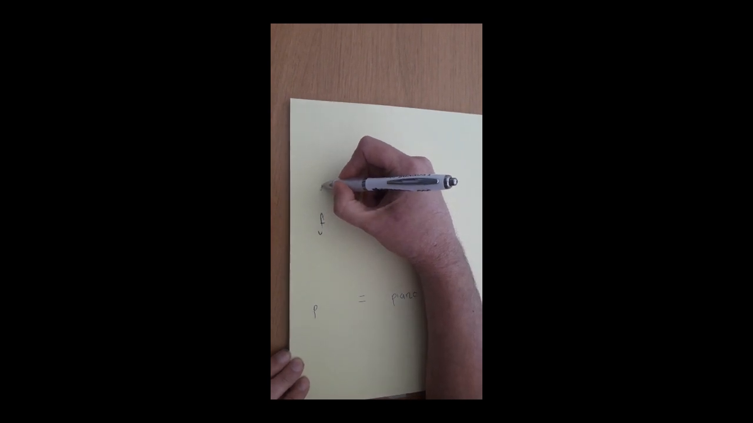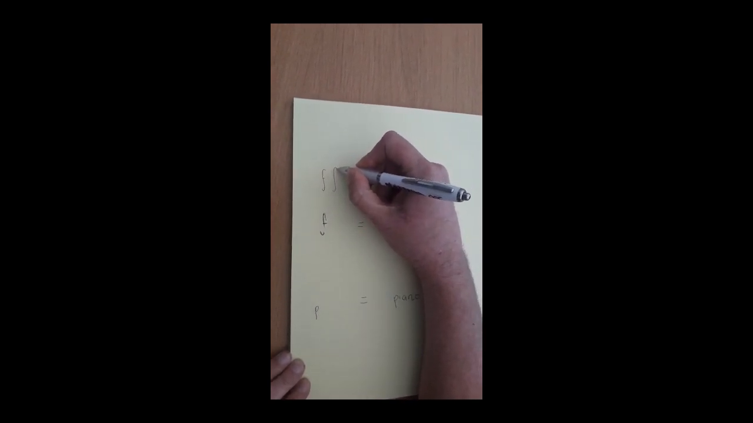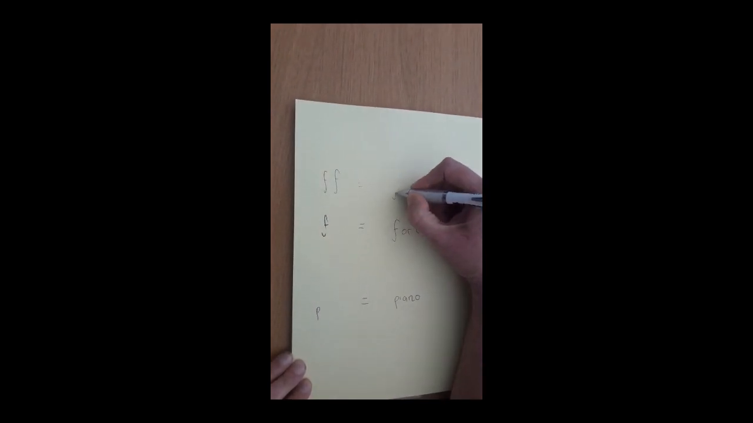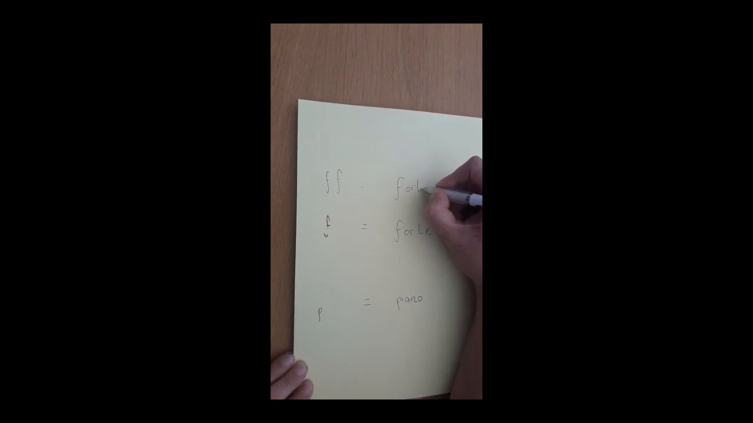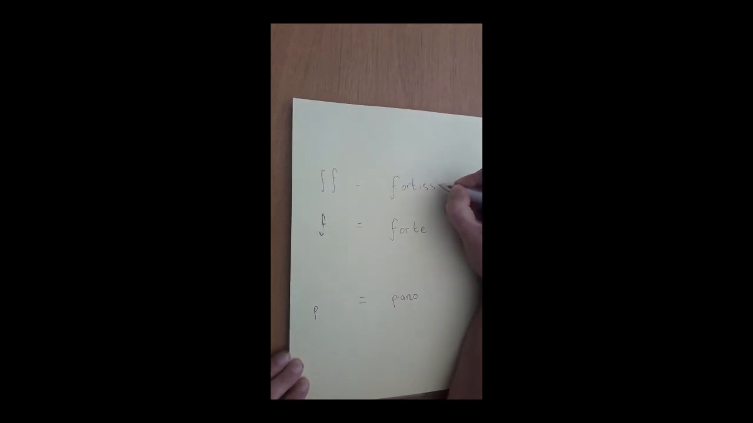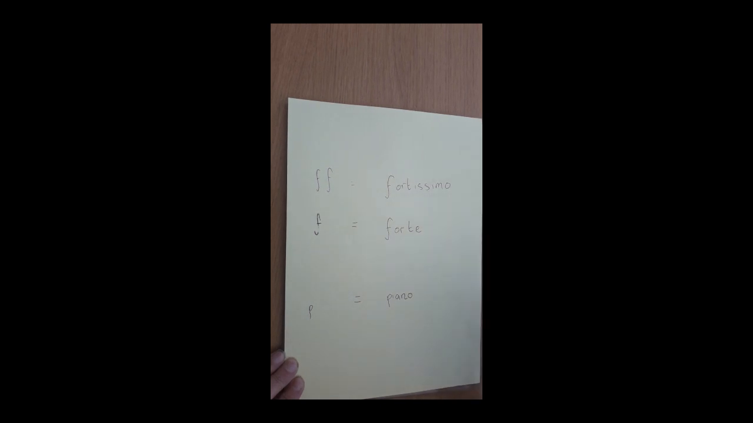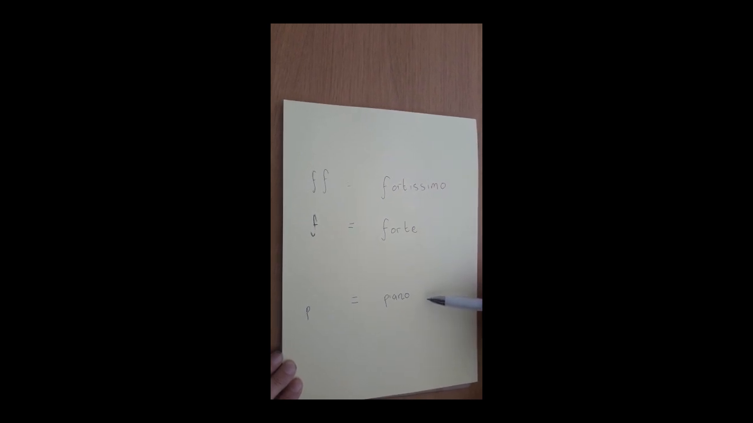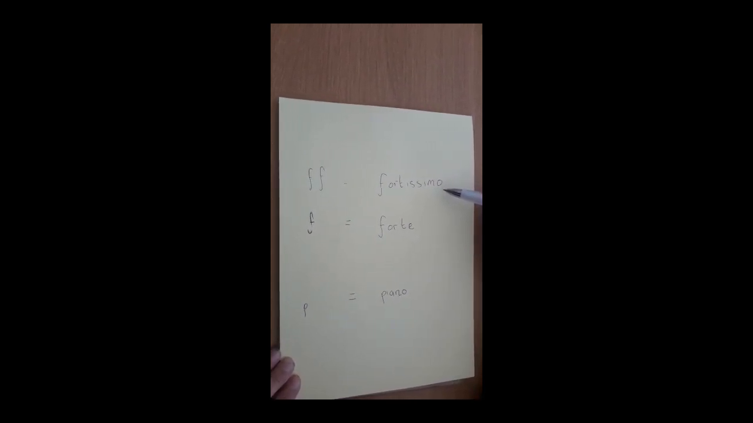We're going to add in an extra one. The extra one is going to be this one. Fortissimo. If forte is loud, piano is quiet, what do you reckon fortissimo is going to be? It's going to be extra loud, isn't it? So we've got forte is loud, fortissimo even louder.